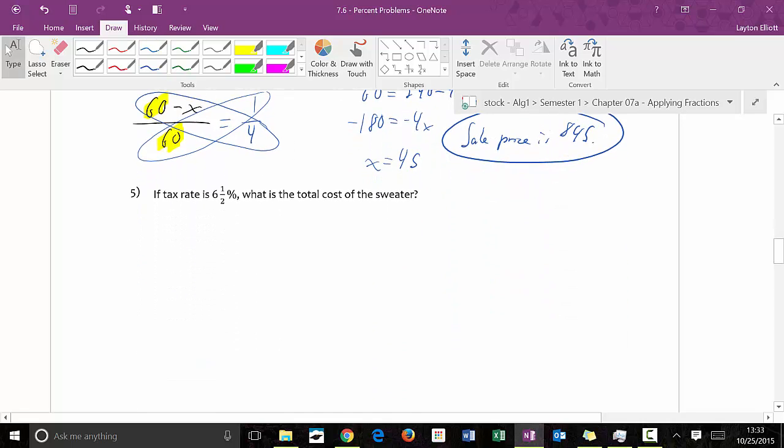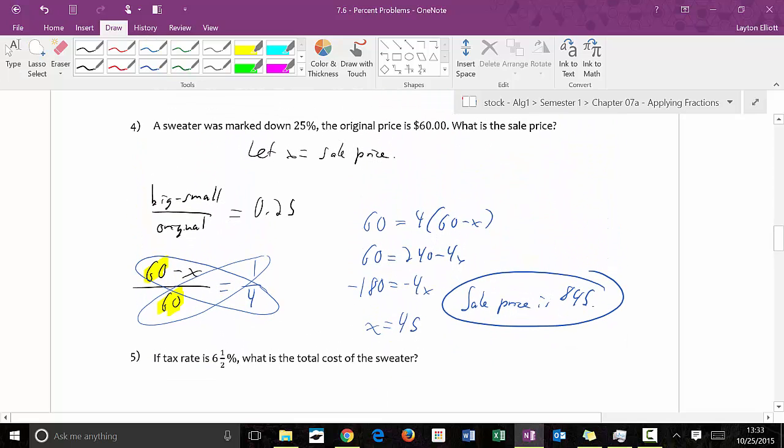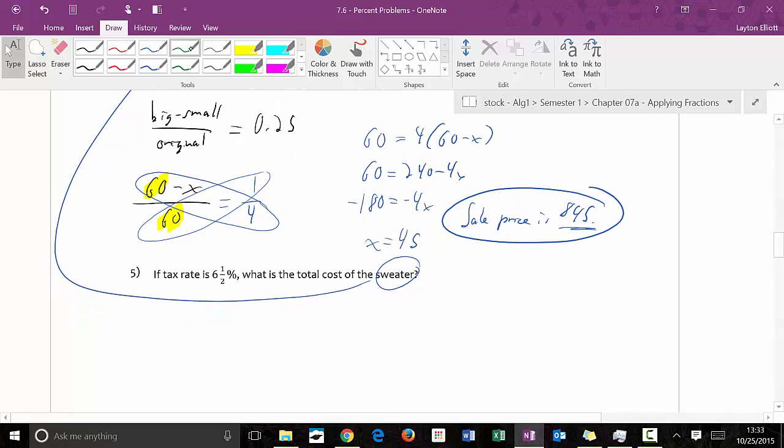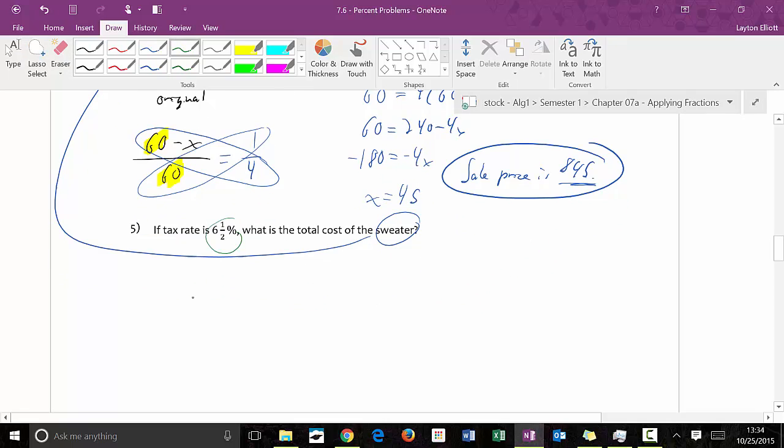Number 5 says the tax rate is 6.5%. What is the total cost of the sweater? Well, which sweater is it referring to? It's actually talking about this one right here. If the tax is 6.5%, we take tax off of the price. So this is not really a percent increase or decrease, although it could be considered one. Really, what I'm looking for is what is 6.5% of this, and then add that back in. So let's just do it that way. If we're trying to calculate tax, I'm going to take $45 times 6.5%.